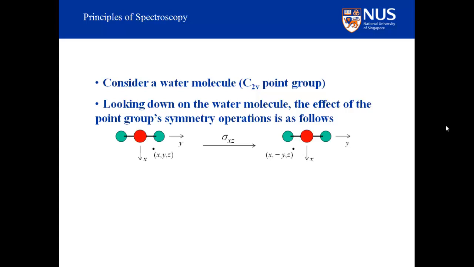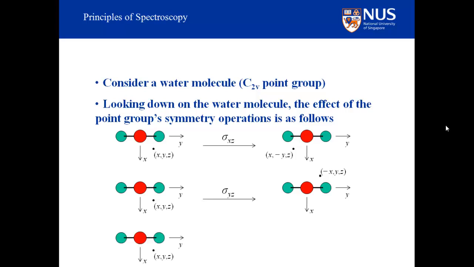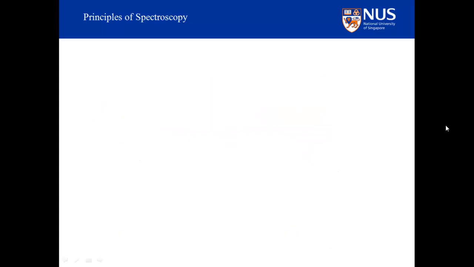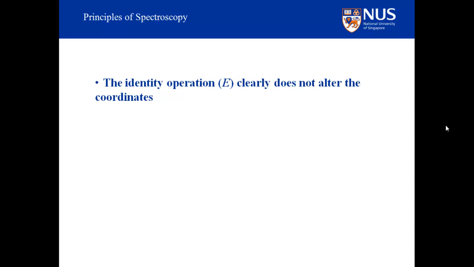Under the sigma xz symmetry operation, the x and z coordinates are unchanged, but y is transformed into -y. Under the sigma yz symmetry operation, the y and z coordinates are unchanged, and x is transformed into -x. And under the C2 symmetry operation, the z coordinate is unchanged, but x and y are transformed into -x and -y respectively. The identity operation E does not alter any of the coordinates.